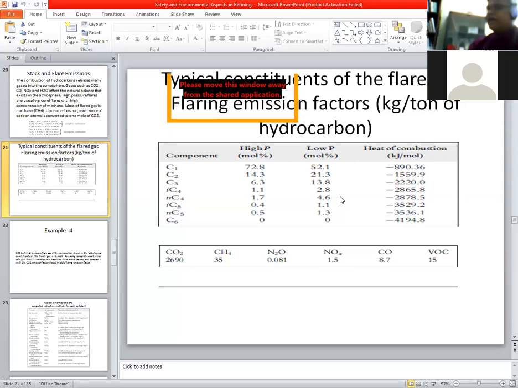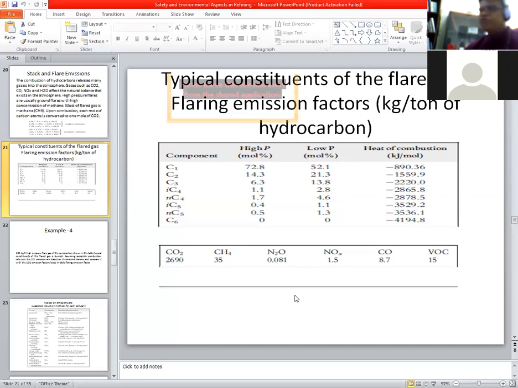Same example. Actually, one example you can refer to in the book also. Earlier, during my lecture class, I explained it to you, and it is in my lecture notes also. Same example, you can refer to that.